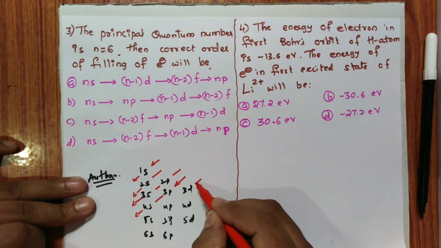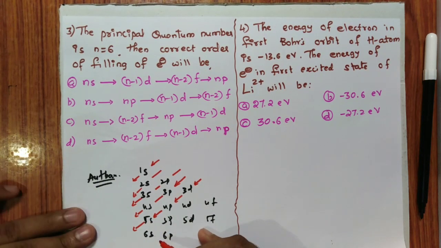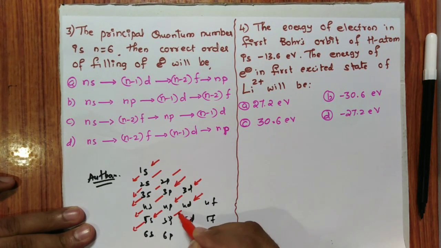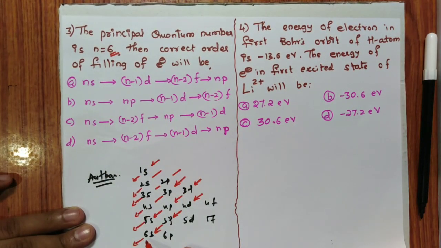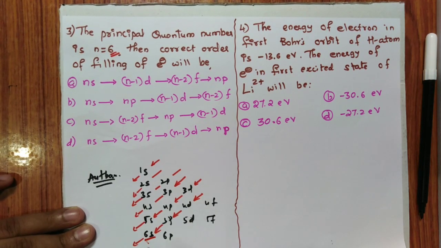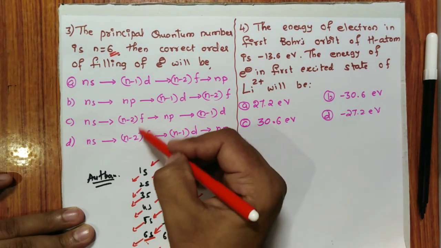After 4s, remember, you will write 3d. So then 4p, 5p. So 4p, then 5s. So after that we will write 4d, then 5p, then 6s, right? So 6 is given, correct? So ns is equal to 6. After 6 what you will do? You will fill 4f. If n is equal to 6, 4 means n minus 2. So n minus 2 f, these two options left.